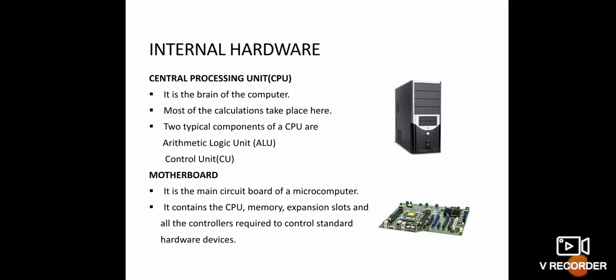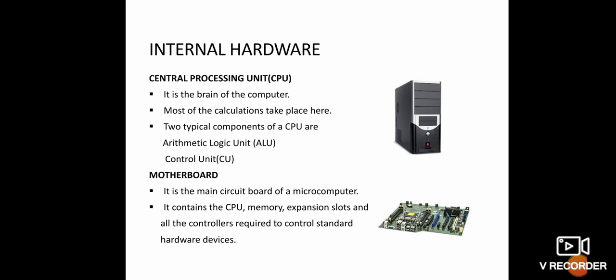The first one is the CPU. It is just like the brain in your human body. Here the CPU is called the brain of a computer, where most of the calculations and the logical execution take place. There are two typical components in a CPU. The first one is the arithmetic logic unit, and the second one is the control unit. Arithmetic operations mean the mathematical calculations, and the logical ones, like if-else, take place in the CPU.